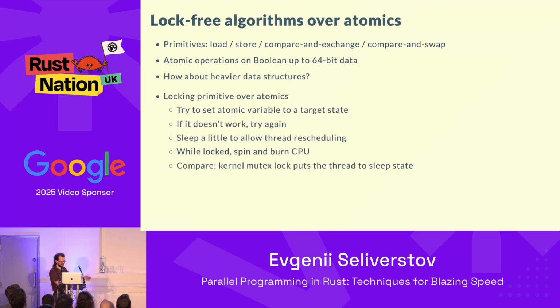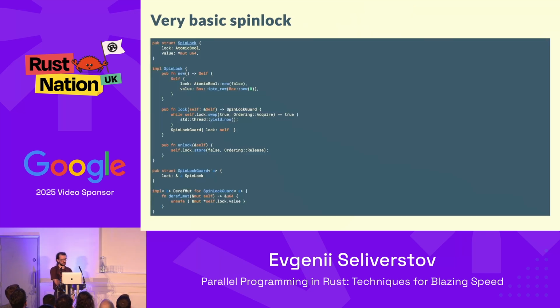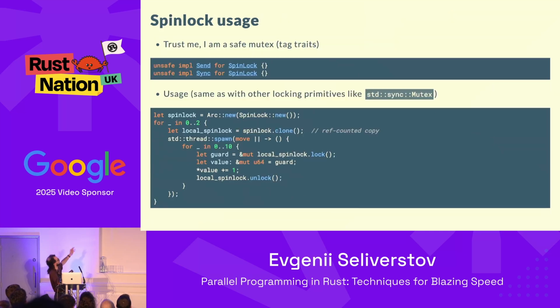So the lock-free algorithms are actually based on these atomics, but how about heavier data structures, like our JSONs? We can have a locking primitive over an atomic. A simple example of how to implement a lock is this. The core is the lock swap. We continuously try to acquire the atomic variable. If we cannot, we just yield, or we just burn the CPU in an infinite loop. And when we are done, we go with release ordering, so we just clear this flag.